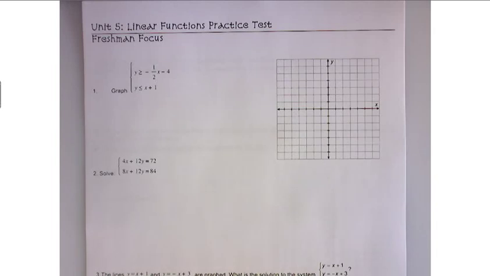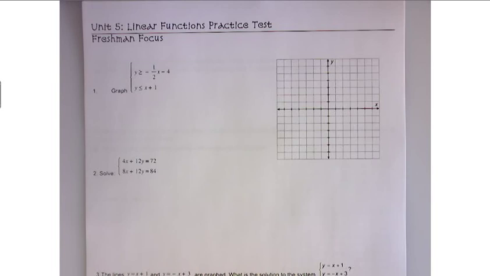Okay guys, last test of 2018, linear functions, systems of linear functions. I know this is all not your favorite thing to do, but we just got to get through it. It's important to get through it, and we're going to get through it. So let's work on this practice test.